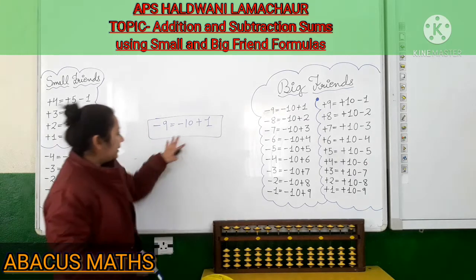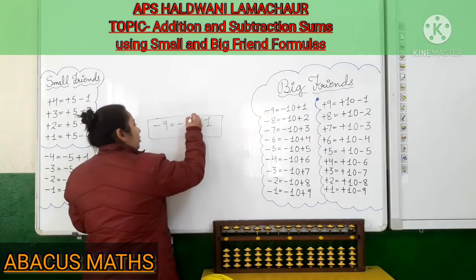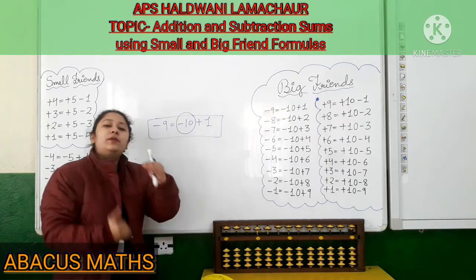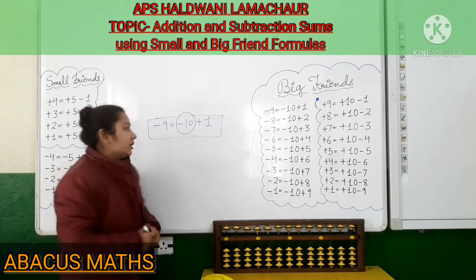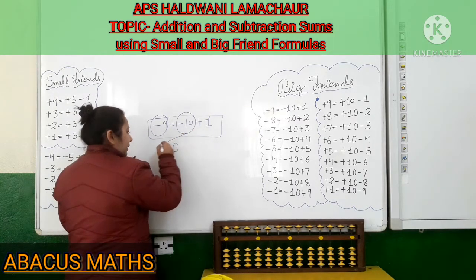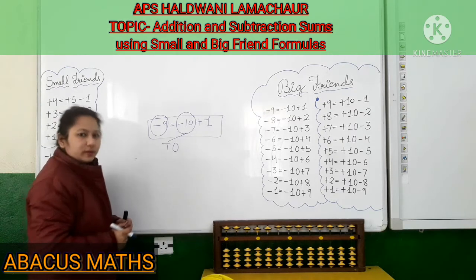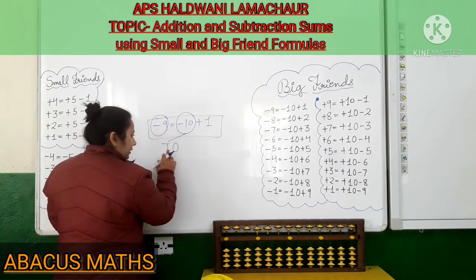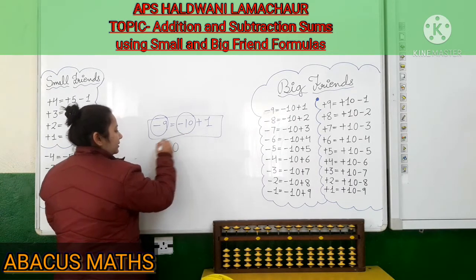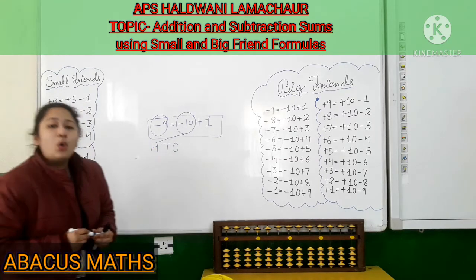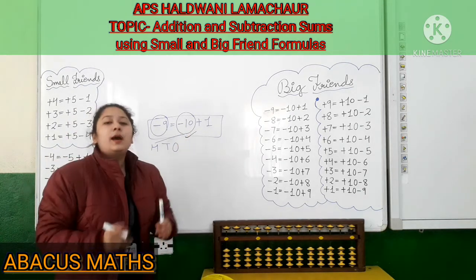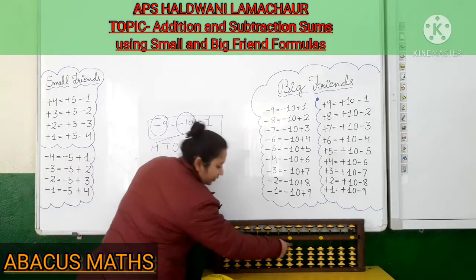Now whenever you will apply this big friend, you will always add this 10 in one rod up. One rod up means one rod before. Means if you have to subtract this 9 from one's rod, then you will add this 10 in 10's rod. If you have to add this 9, or you can say subtract this 9 in 10's rod, then you will add this 10 in 100's rod. Means you will always add or subtract this 10 in one rod up. One rod up means one rod up.